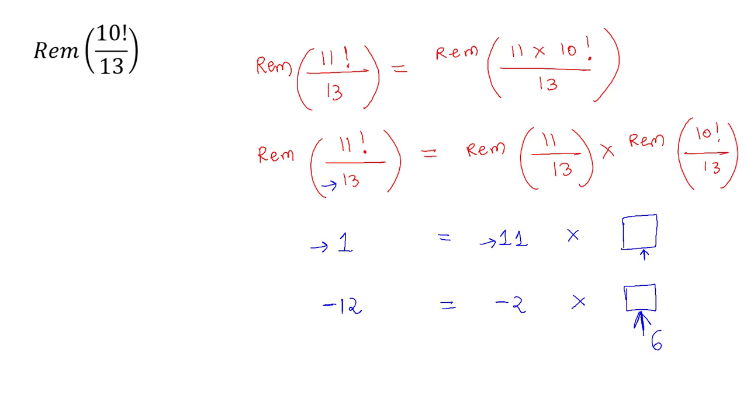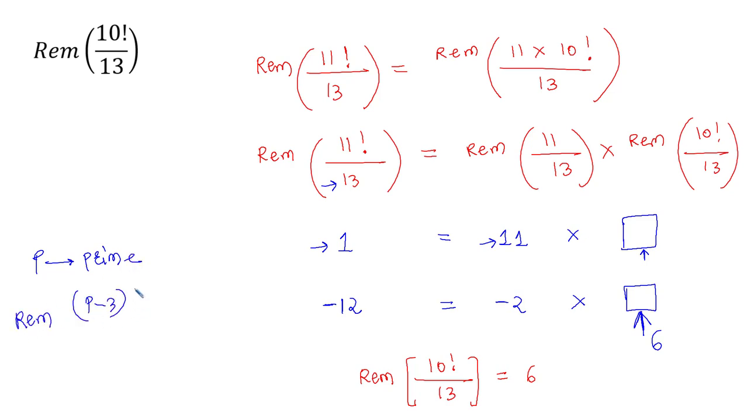So from this we can conclude that the remainder of 10 factorial divided by 13 is equal to 6. Every time we are not supposed to do this calculation. Over here the rule is: if p is a prime number, the remainder obtained when p minus 3 factorial is divided by p is going to be p minus 1 divided by 2. This is the rule here.